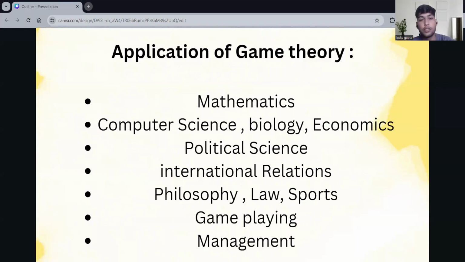Okay, so what are the applications of game theory? Game theory can be used in mathematics, computer science, biology, economics, political science, international relations, philosophy, law, sports, game playing, and management.